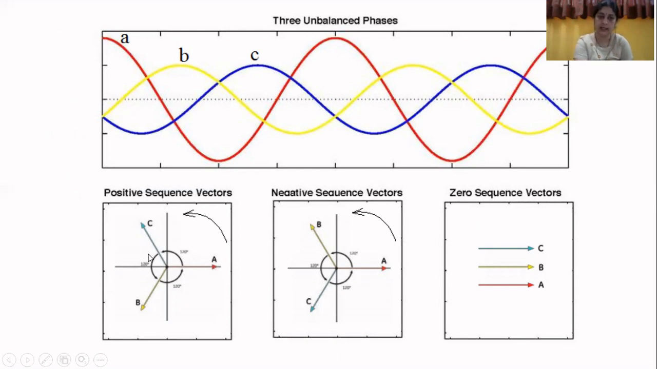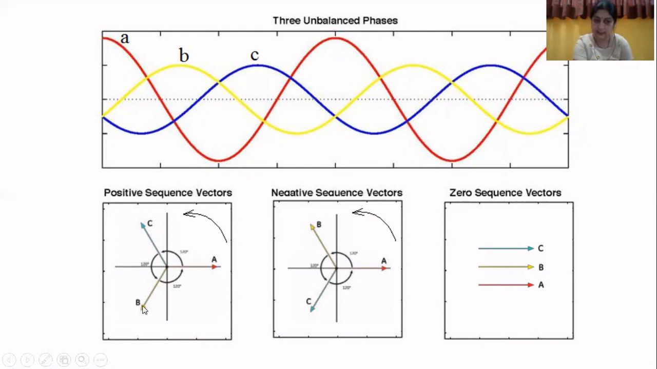A, B, and C in anticlockwise direction, that is the A, B, C phase sequence, positive sequence. A, C, B in anticlockwise direction is the ACB phase sequence, opposite to that of the original vectors, so negative phase sequence. A, B, C with no phase difference are the zero sequence vectors.